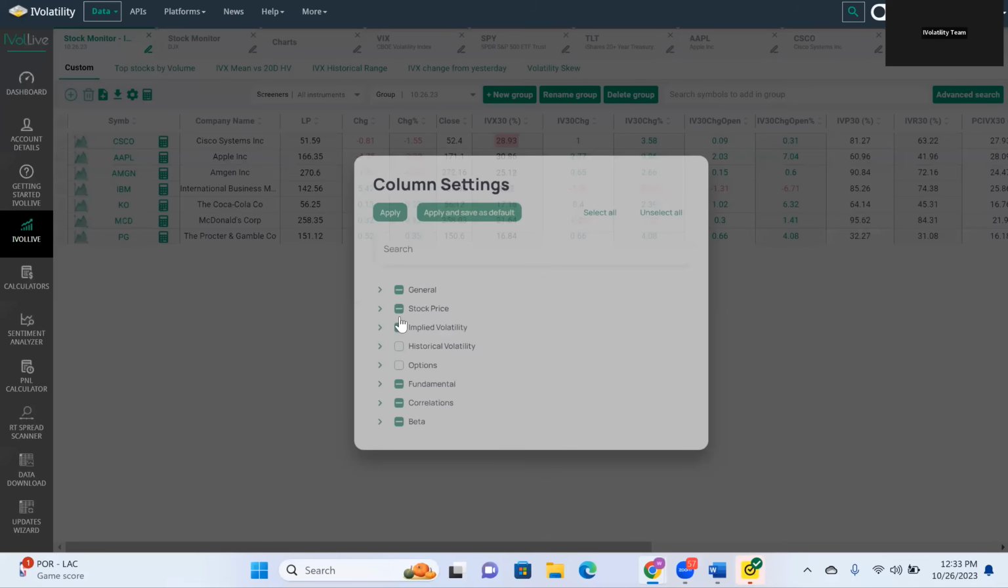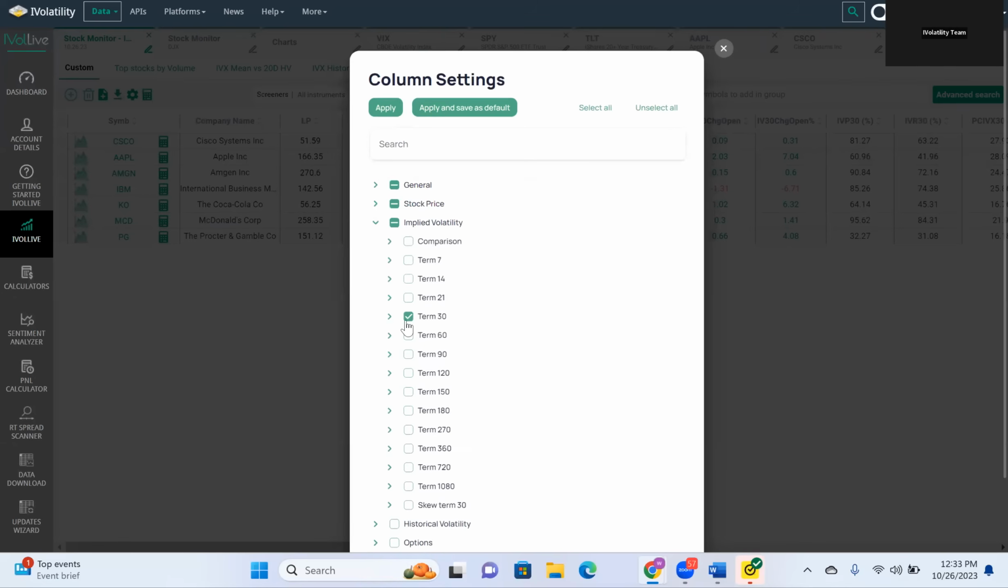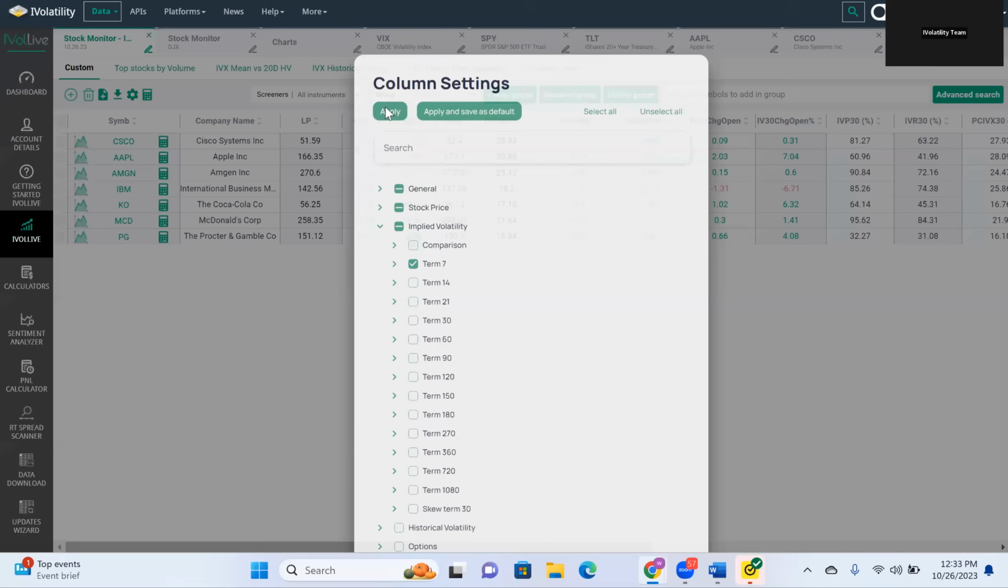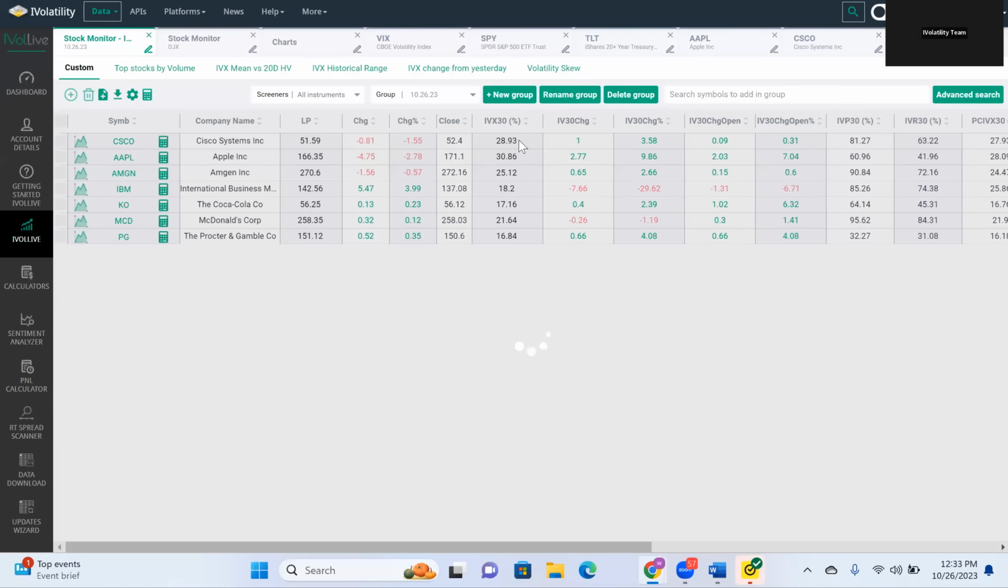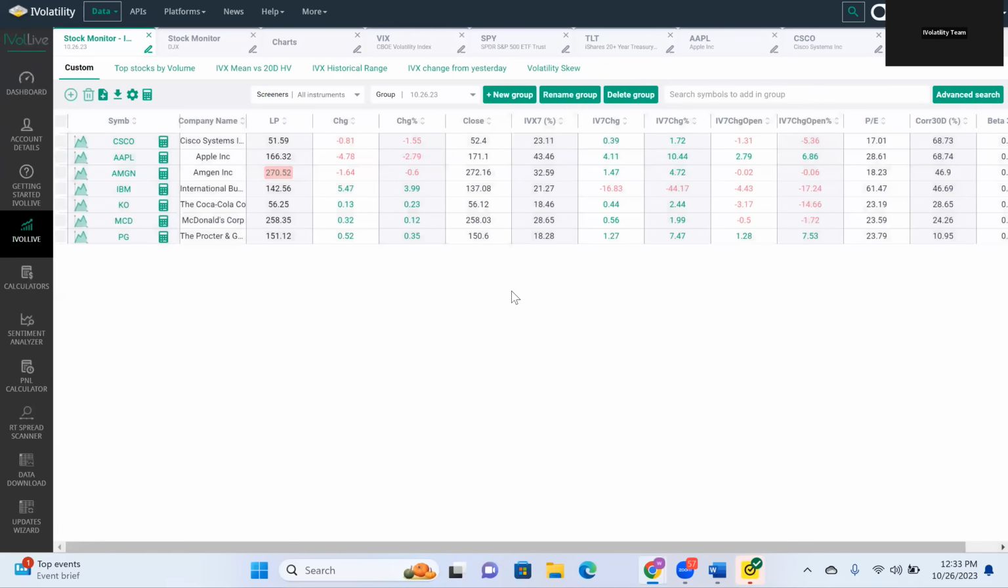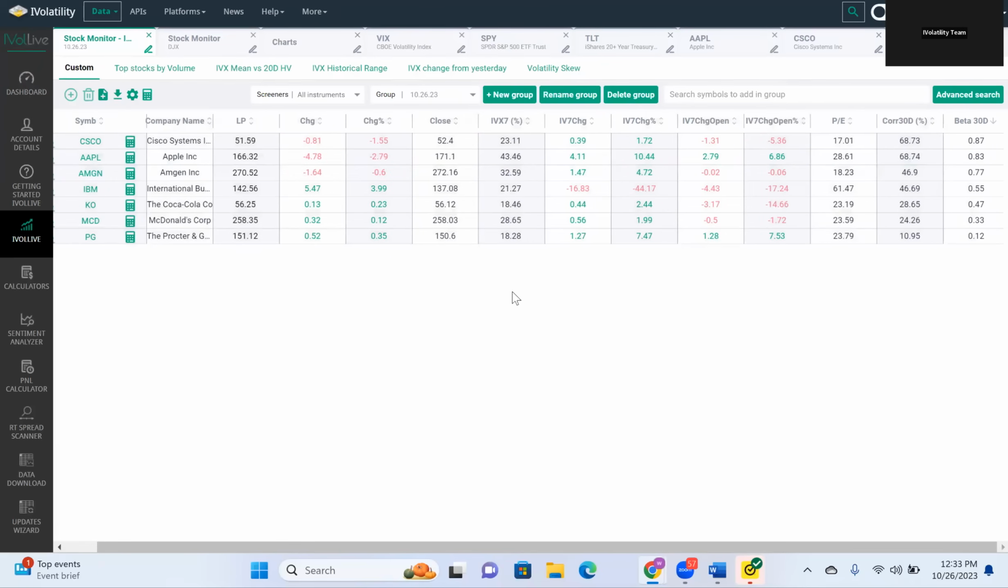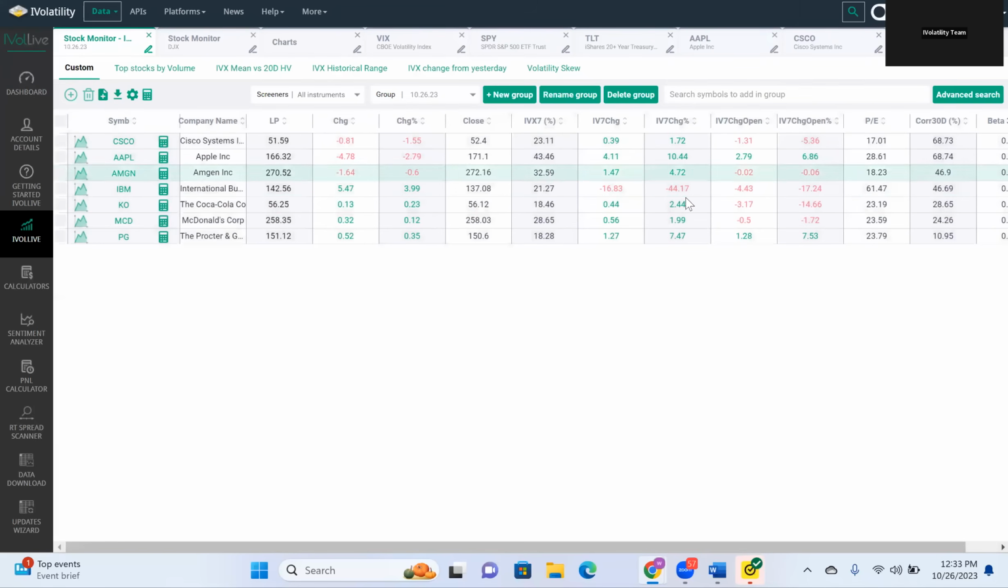Let's say we changed our mind. We wanted to do something a bit more short term. We can get rid of IVX30 and do our IVX7. And what you'll see now is a very in-depth, granular view of IVX7, right? So this has all the fields available to us for this particular IVX reading, which is, again, looking at 7 days.